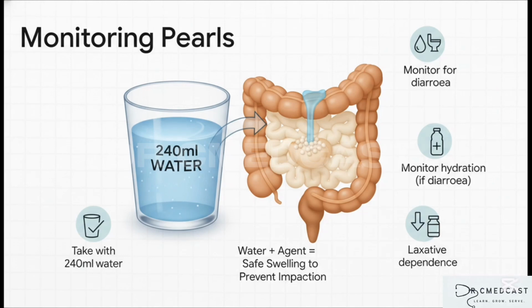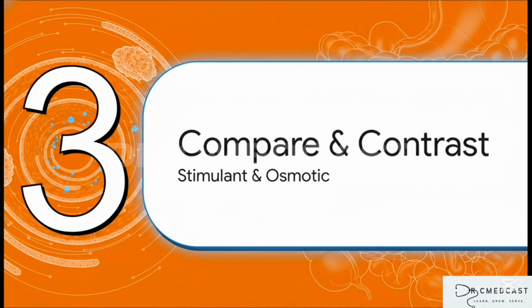After that, you're just monitoring for the expected effects like diarrhea, checking hydration, and of course, always keeping an eye out for signs of dependence. Okay, so we've got a really good handle on bulk formers now, so let's use that as our foundation to compare them to 2 other major classes, the stimulants and the osmotics. They all have the same goal, but believe me, they get there in very different ways.